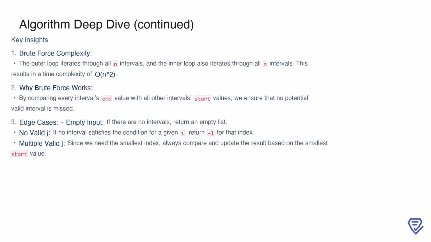The brute force approach involves a nested loop structure where the outer loop iterates through all intervals and the inner loop performs a comparison for each one. This results in a time complexity of O(n squared), where n is the total number of intervals. While this method is computationally expensive, it ensures that no valid interval is overlooked since every possible pair is checked. It's also important to consider edge cases, such as when the input list is empty, where the output should be an empty list. If no valid index exists for a specific interval, the result should include -1 for that interval. In cases where multiple indices are valid, we always choose the one corresponding to the smallest start value.